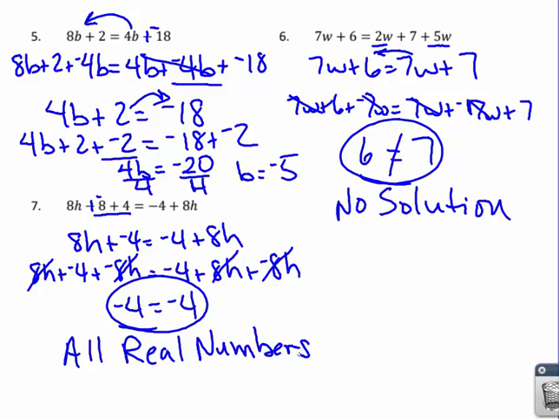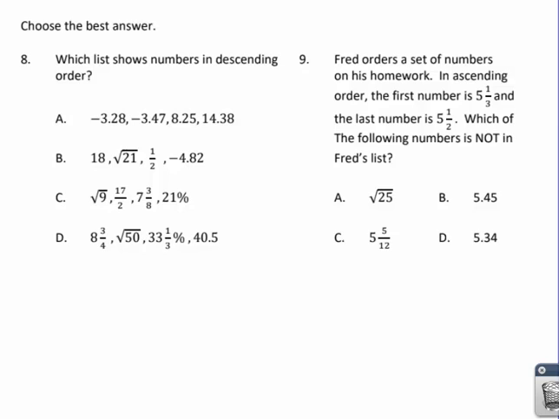Okay, so let's look at the review section then. This section on the last 4 questions, these are some old things that we did that we just have to continue to revisit. So number 8 says, which list shows numbers in descending order? First, descending order means greatest to least. To descend means to go down. So we're looking for an order that's from greatest to least.